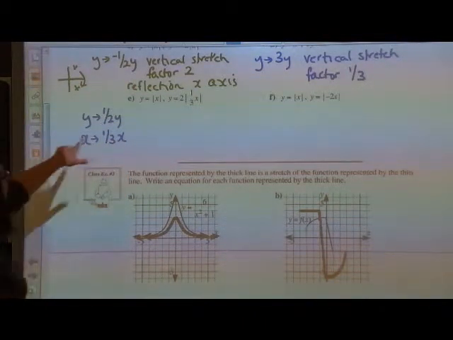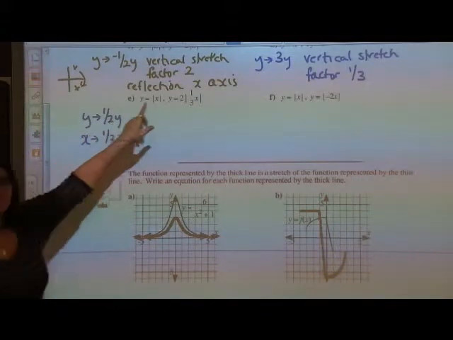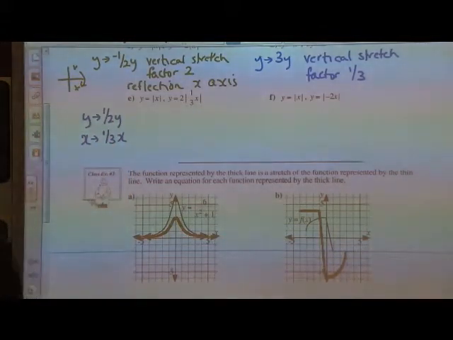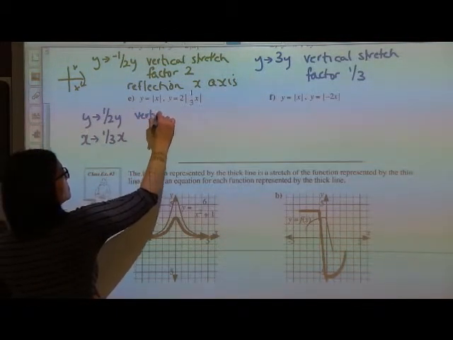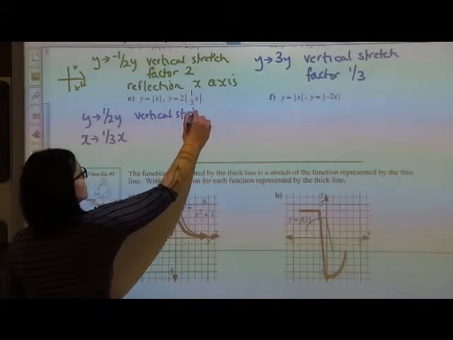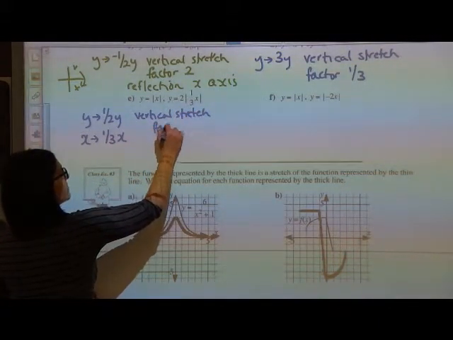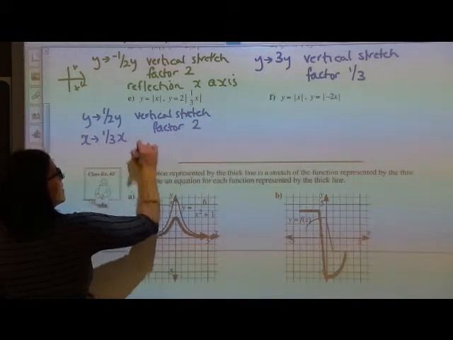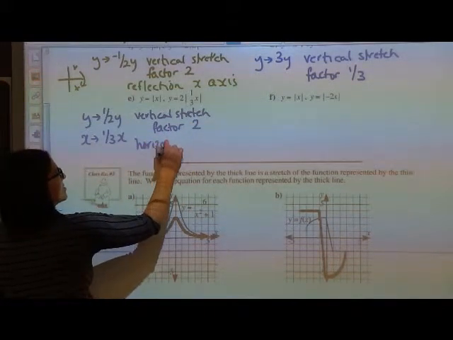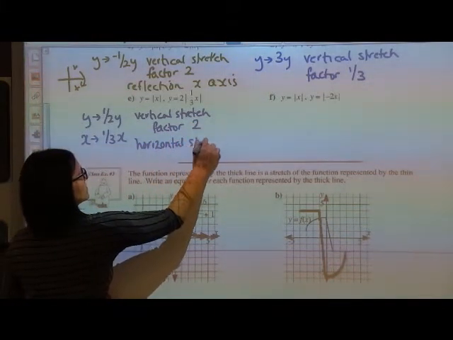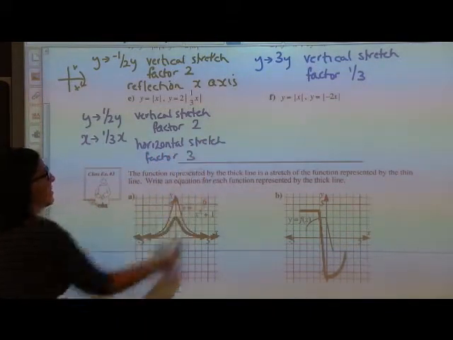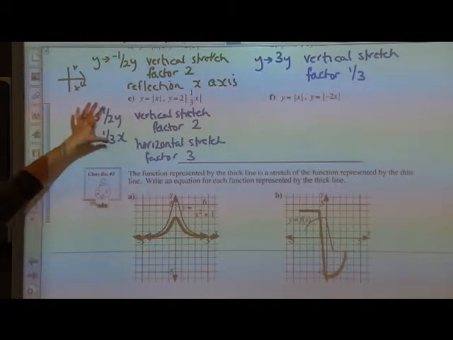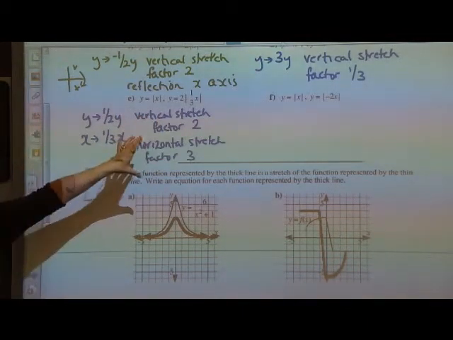And why is this a 1/2? Because it needs to go on the other side. Because the 2 needed to go back to the other side to be with the y. So what are my stretches? Vertical stretch, factor of 2. Horizontal stretch, factor 3. So again, if I'm looking at my replacements to my factors, they're reciprocals.